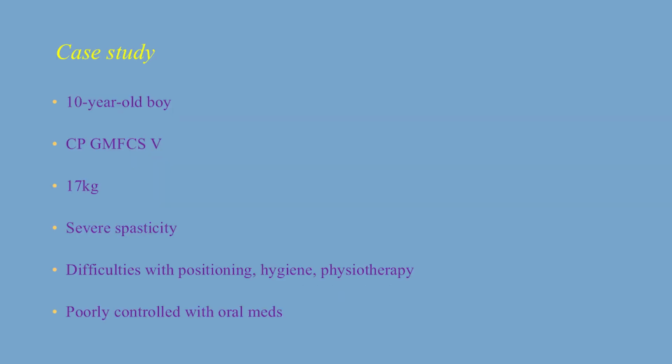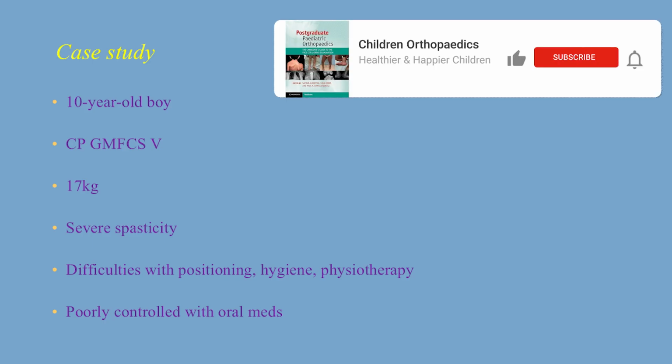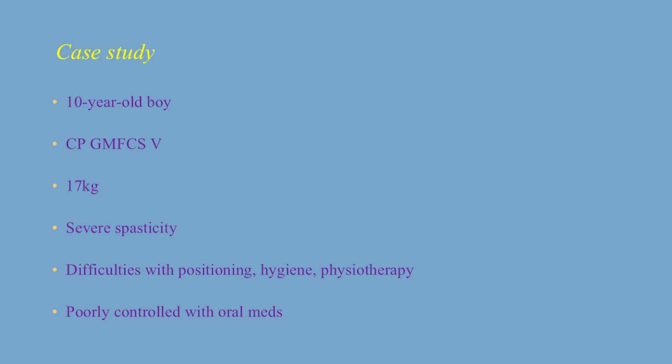In the previous video, we talked about this 10-year-old boy known to have cerebral palsy, GMFCS level 5. He is 17 kgs with severe spasticity, and he had a very good response after the test dose and significant improvement in his spasticity. And so the decision was taken to proceed with intrathecal baclofen pump implantation on a separate day.